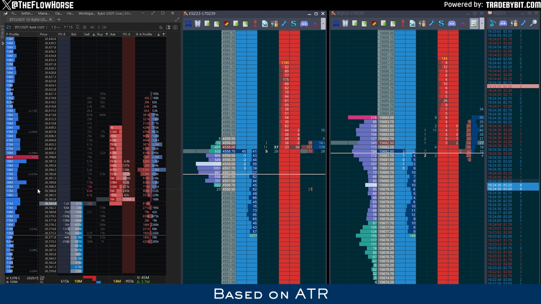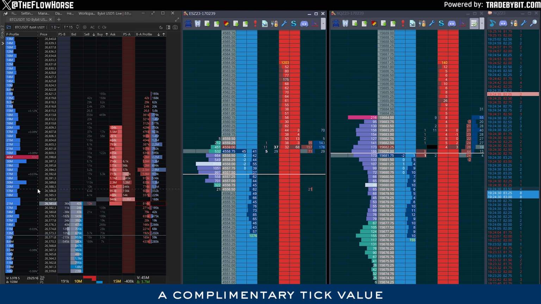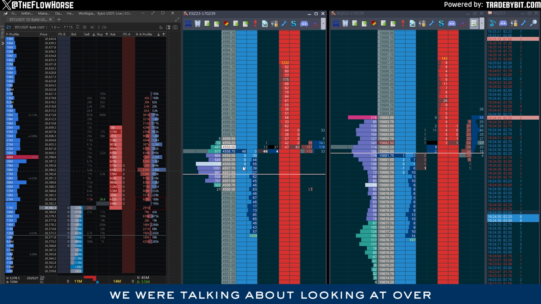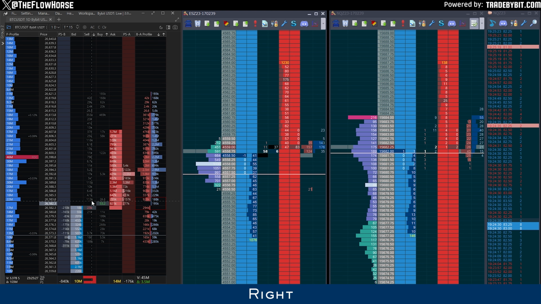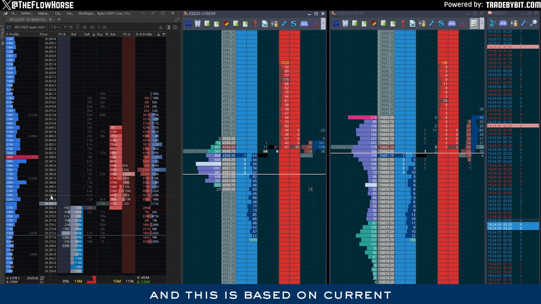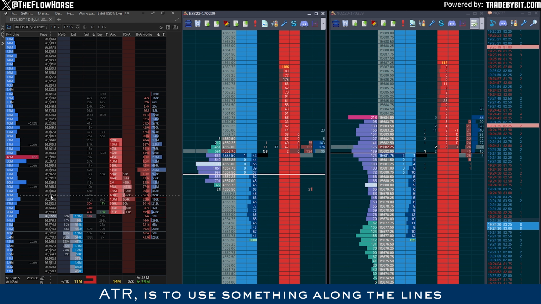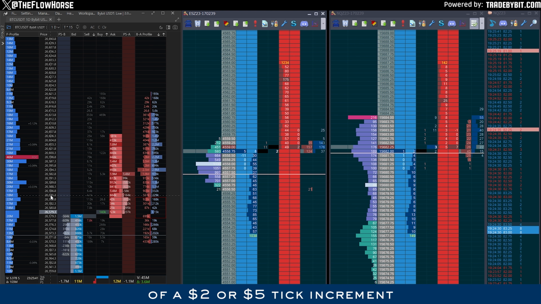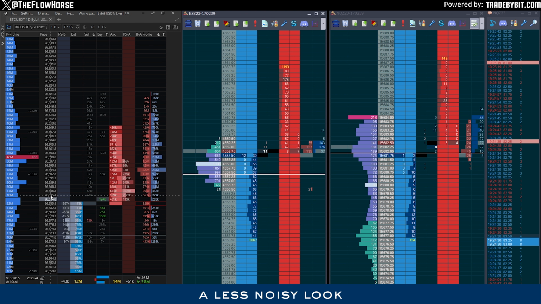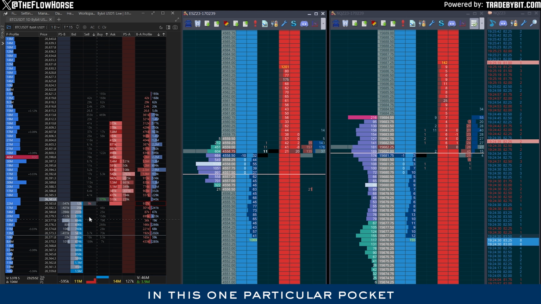Okay. Based on ATR, you're going to want to get a complementary tick value that allows you to see all of the information we were talking about looking at over here, more specifically here, without this getting washed up and down, right, and being spread out all over the place. So I think the best thing you could do for BTC, and this is based on current ATR, is to use something along the lines of a $2 or $5 tick increment. This will give you sort of a less noisy look, but again, you'll be able to tell, all right, we're beginning to develop volume in this one particular pocket.